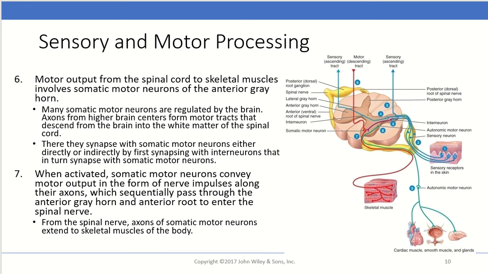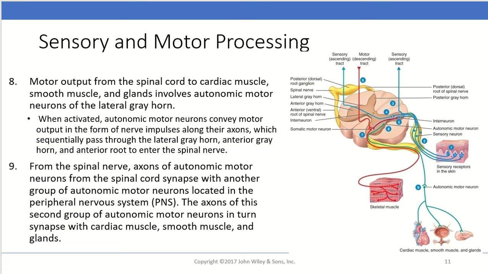And then finally, last but not least, when these are activated, the somatic motor neurons are going to convey motor output in the form of nerve impulses along those axons, which are then going to pass through the anterior gray horn and the anterior root to enter the spinal nerve. And then from that spinal nerve, the axons of the somatic motor neurons are going to extend to skeletal muscles in the body.